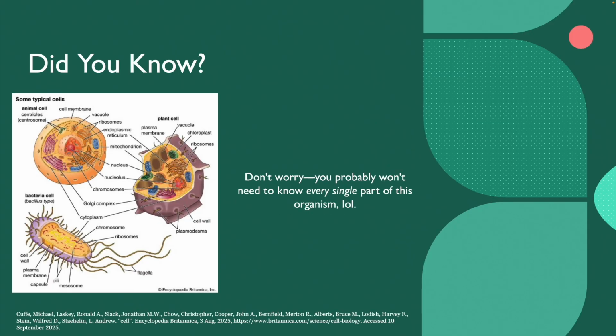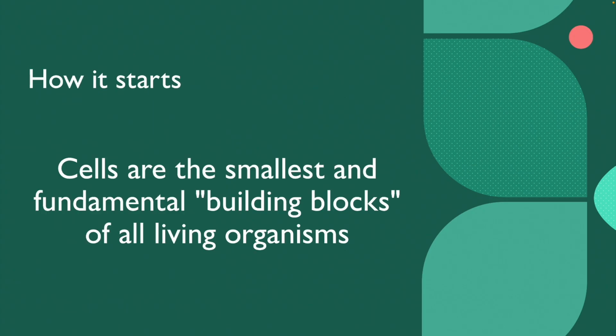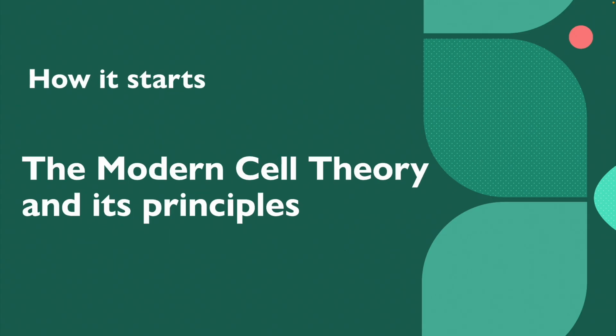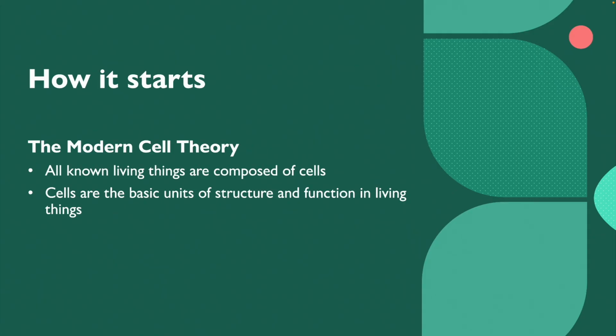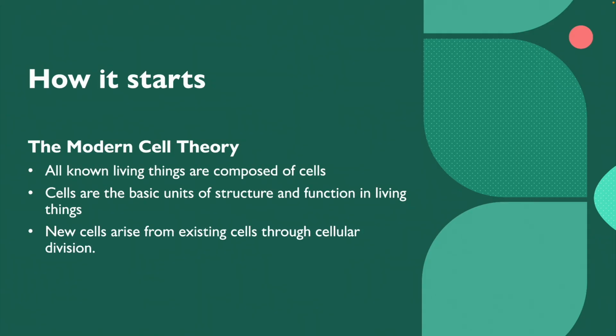Did you know that humans are made of trillions of cells? In short, cells are the smallest and fundamental building blocks of all living organisms, and are typically microscopic. The modern cell theory has three main principles. The first is that all known living things are composed of cells. The second principle is that cells are the basic units of structure and function in living things. And the third principle is that all new cells arise from existing cells through cellular division. Knowing these three fundamental principles will surely help you in your biology class.